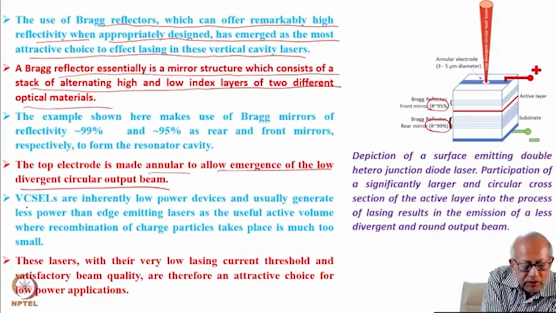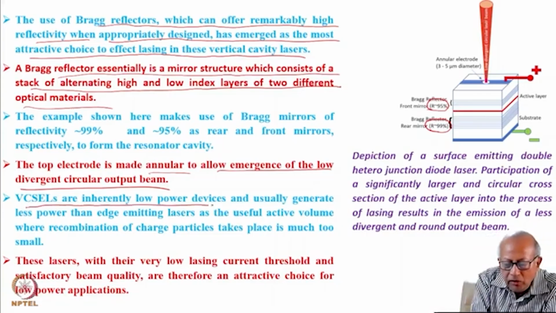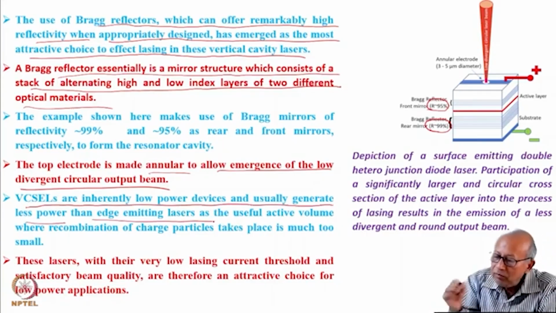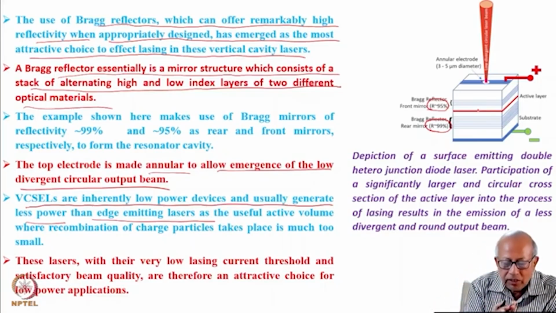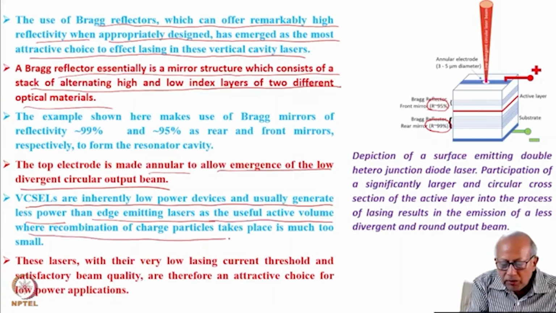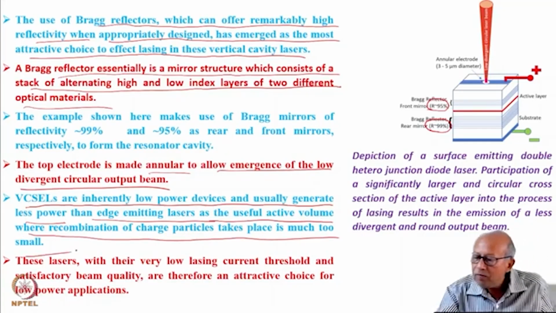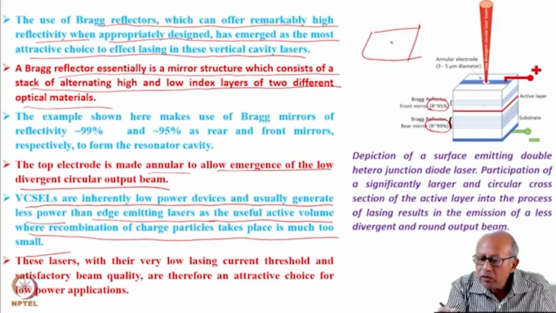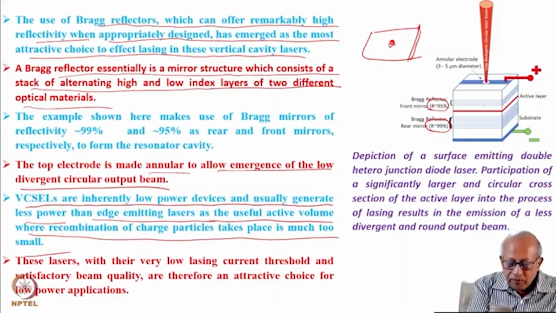The output beam emerges through this. Such lasers, VCSELs, are inherently low power devices and usually generate less power than edge emitting lasers, simply because its active length is so much less, as the useful active volume where recombination of charged particles takes place is much too small. Actually, this is the active layer, so the active volume is very, very tiny. This is just the volume over which the lasing takes place. That basically makes it a very low power laser.